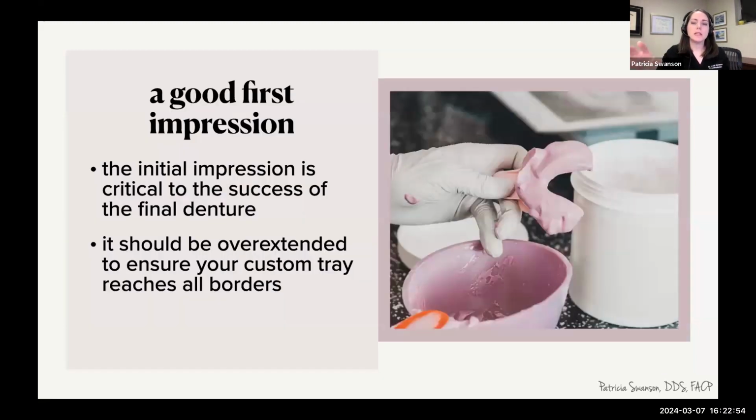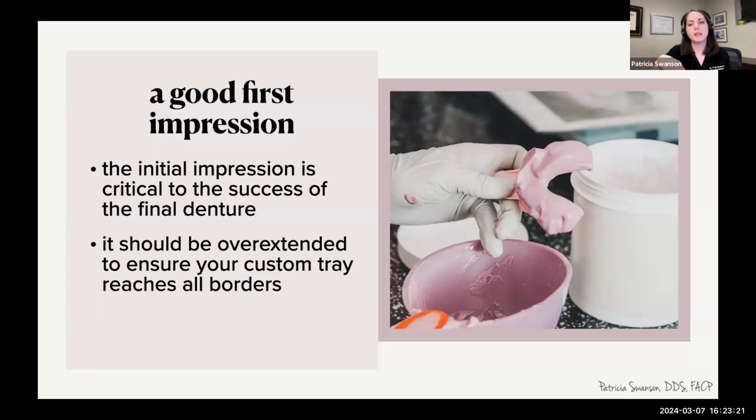Now we're going to talk a little bit about making a good first impression. The initial impression is really critical to the success of the final denture. So I still do two-stage impressions for most of my dentures. And you want your initial impression, even if you're going to have a custom tray and border mold later, to overextend that primary impression as much as possible, so that your custom tray reaches all borders and gets very overextended.